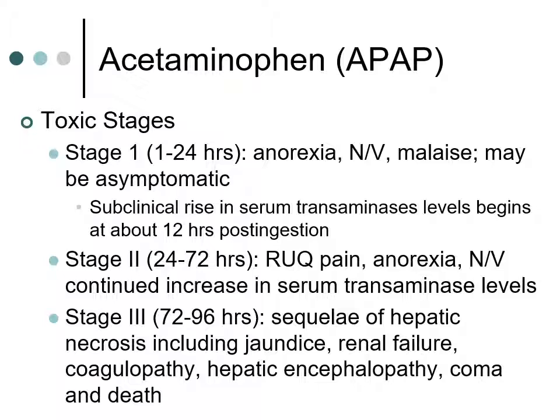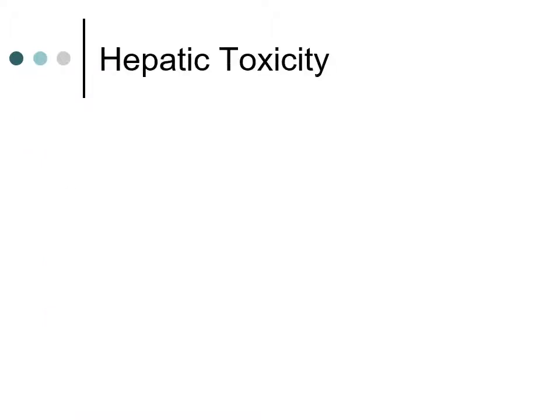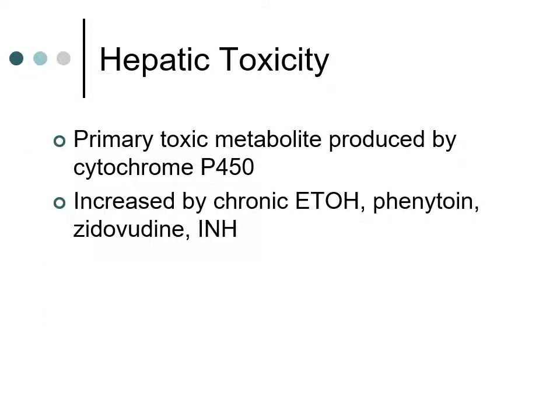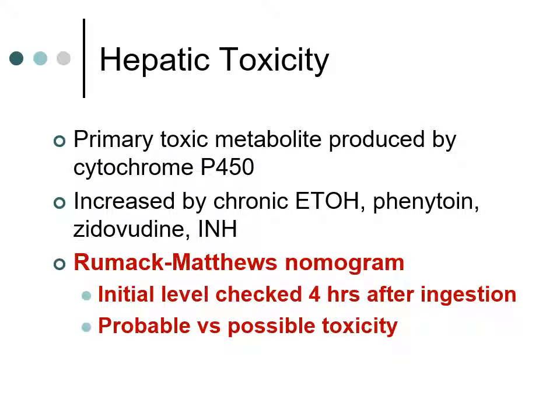Sometimes patients present already that far out, which is kind of a bummer from a treatment standpoint, but in some cases they can make a full recovery. But if we can start at stage 1, that's always going to be better in the long run. So as I mentioned, that metabolite, NAPQI, is the main toxic constituent of acetaminophen, and some patients are more likely to produce a higher amount of it, namely patients with chronically ramped up CYP2E1, such as chronic alcoholics and patients on phenytoin, isoniazid, cidofovir, anything like that.